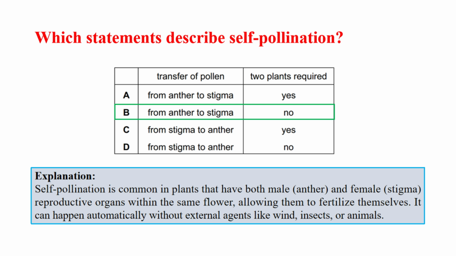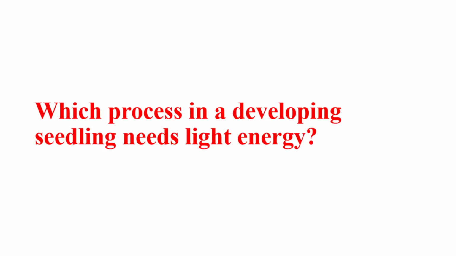In contrast, options like A and C mention that 2 plants are required, which actually describes cross-pollination, where pollen is transferred between different plants. Option D, though a bit unusual, also doesn't involve 2 plants but mentions the transfer of pollen from the stigma to the anther, which isn't a typical description of self-pollination. So, to summarize, self-pollination occurs when one plant can fertilize itself, and in our table, option B perfectly describes that process. In the next question, which process in a developing seedling requires light energy?